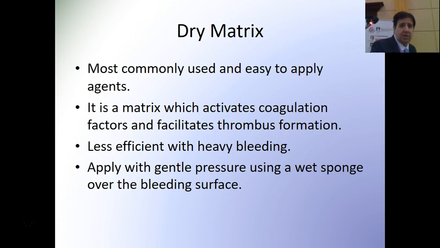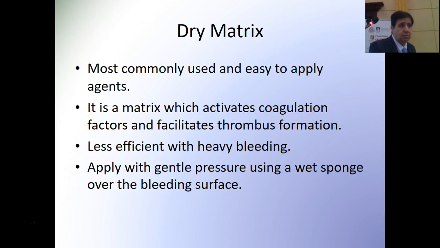The dry matrix type agents are the most commonly used and easy to apply. It's a matrix which activates coagulation factors and facilitates thrombus formation. That means the thrombus will form on that matrix, which will lead to adequate hemostasis. Of course, it is less efficient with heavy bleeding. Heavy bleeding would need surgical techniques in order to control it.